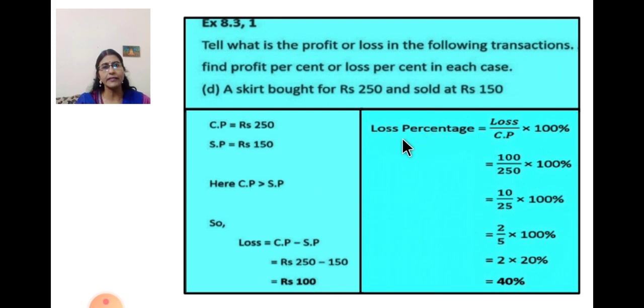And now we will use this formula. Loss percentage is loss upon CP into 100%. And loss is 100 upon 250 into 100%. 0, 0 will be cut, and then you will reduce this 2 by 5. You will get 2 upon 5 into 100%. And then this also again we will reduce by 5. 5 20s are 100, and then 2 into 20 is 40%.